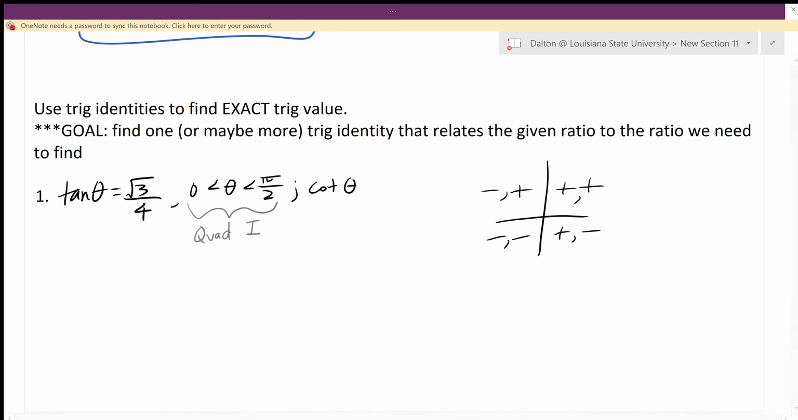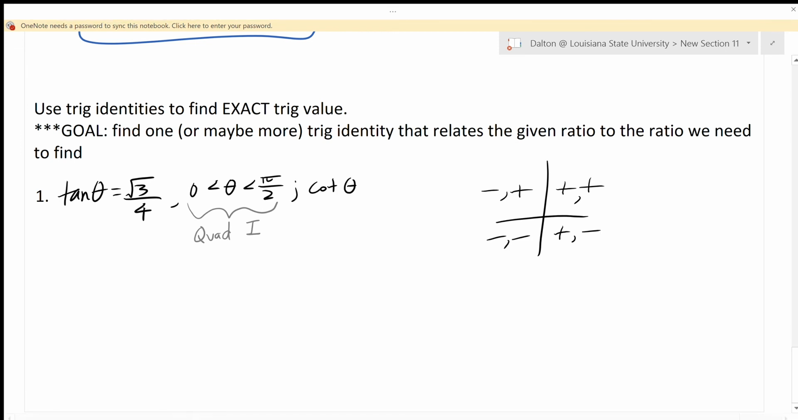All right, so use my suggestion. Can you tell me of a trig identity? This is where you're going to reference your orange sheet. Can you find a trig identity that relates tangent to cotangent? And if so, what is it? Say again, Zach.